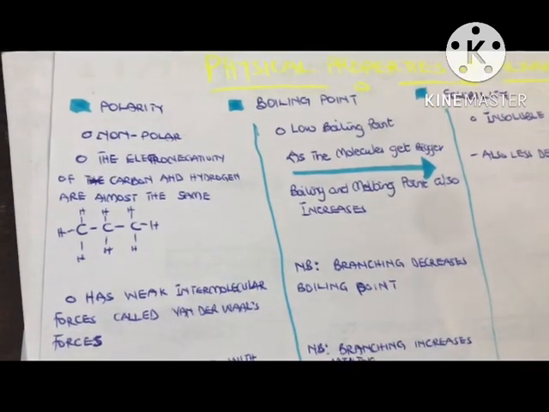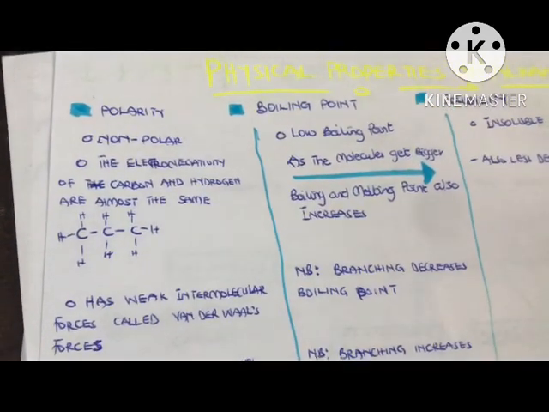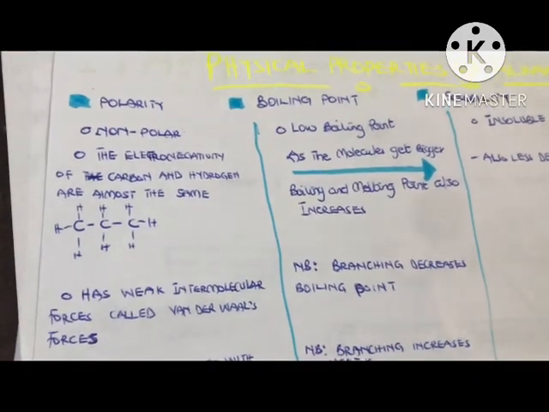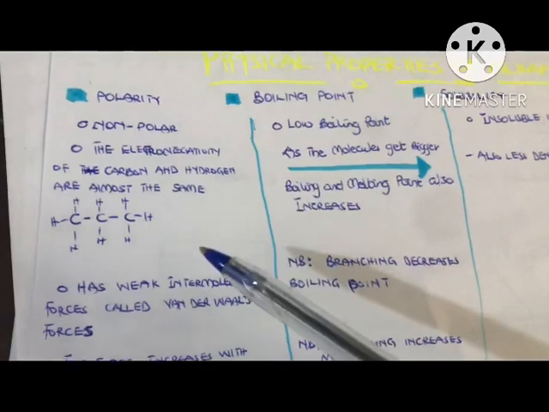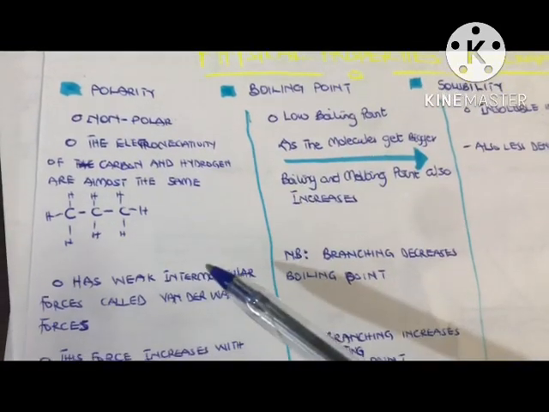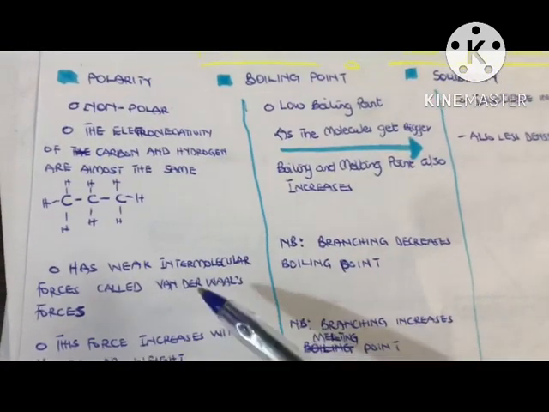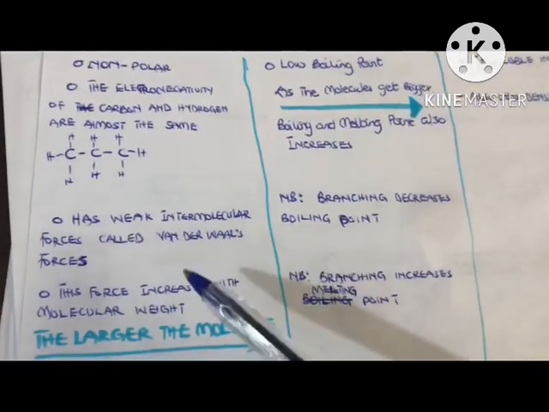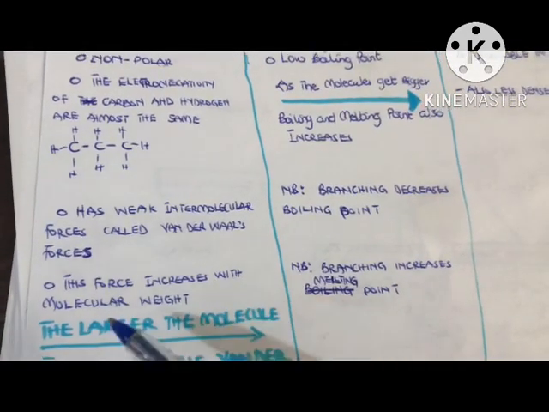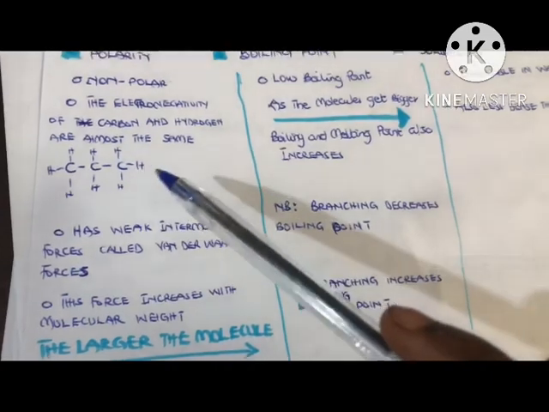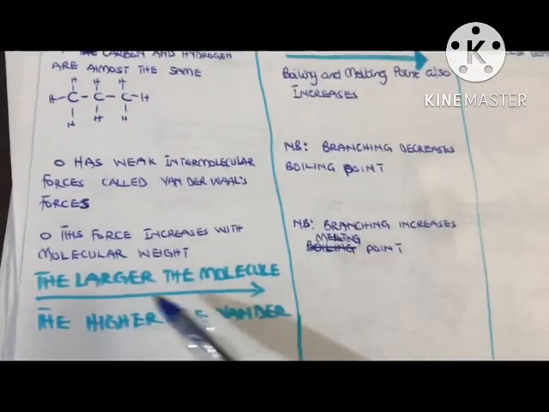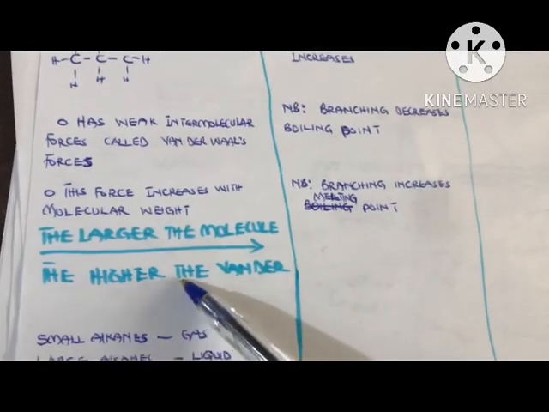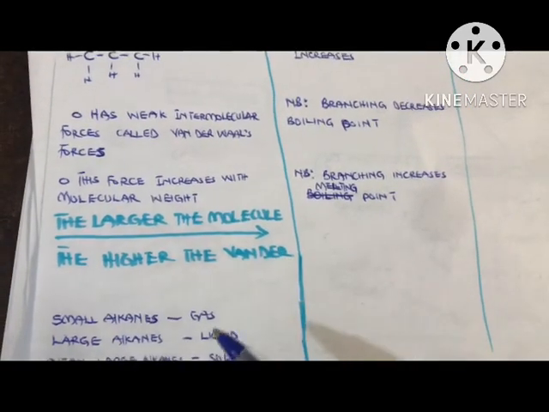And because they are nonpolar, the atoms are bonded by weak forces, and that weak force is called van der Waals forces. So the kind of forces between alkanes are van der Waals forces. This van der Waals force actually increases with molecular weight. So as the chain length increases, the van der Waals forces also increase. So the larger the molecule, the higher the van der Waals forces.